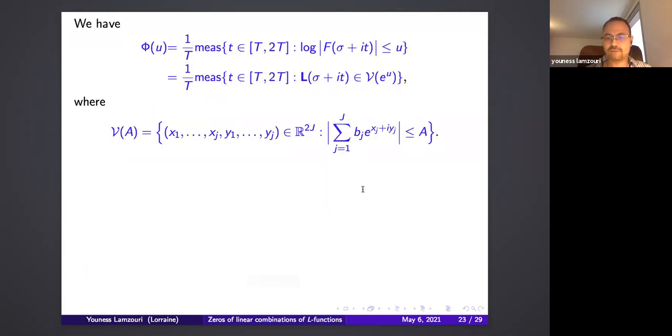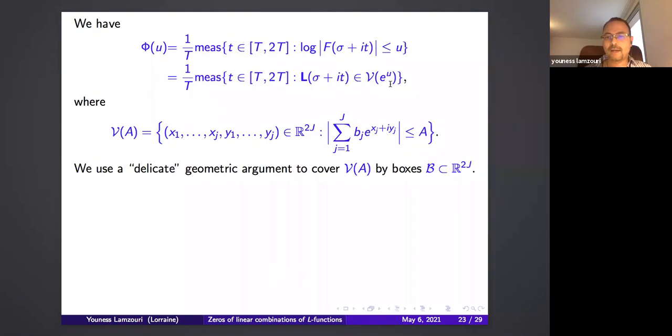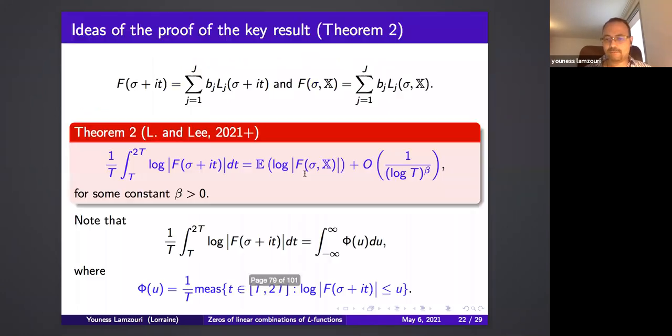And so we would like, in fact, to use the discrepancy result and to cover this region of the space by rectangular boxes. We use a delicate geometric argument to do this. But in fact, we can encounter some technical problems, and these arise exactly from this integral. We would like to cut this integral, so we'd like u to not be going to minus infinity or plus infinity.